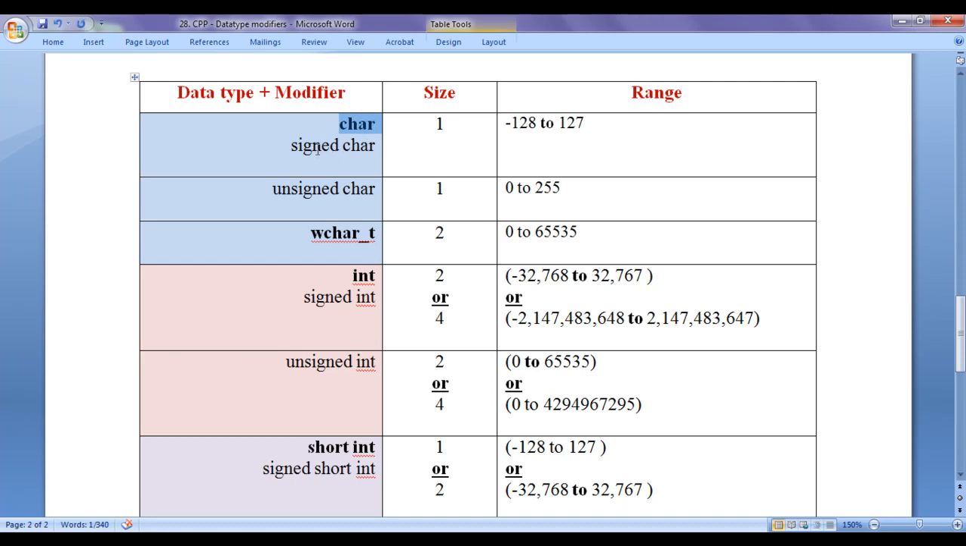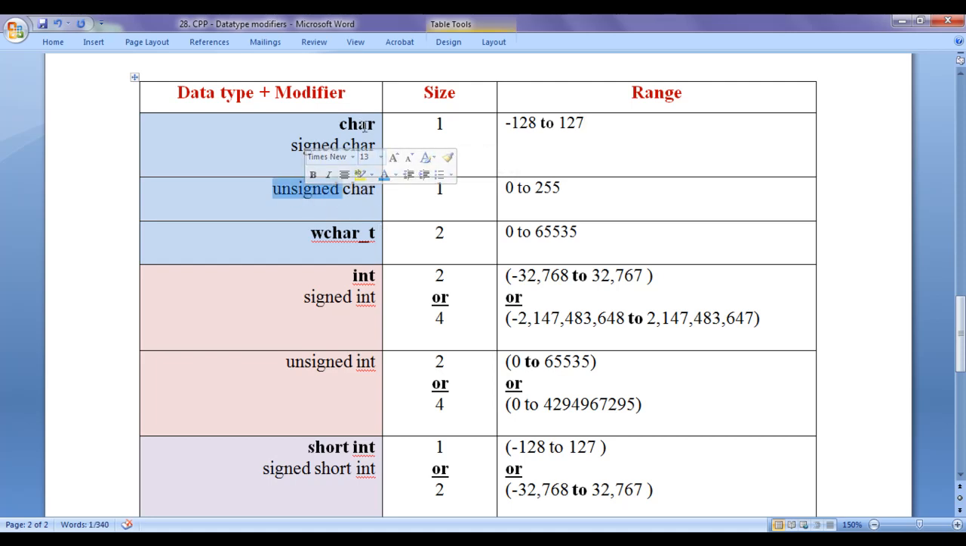Char is by default signed char, guys. You can write just char or you can write signed char. Both are same. Signed means positive as well as negative values. Inside char type memory and inside signed char type memory, you can store both positive as well as negative values, guys.